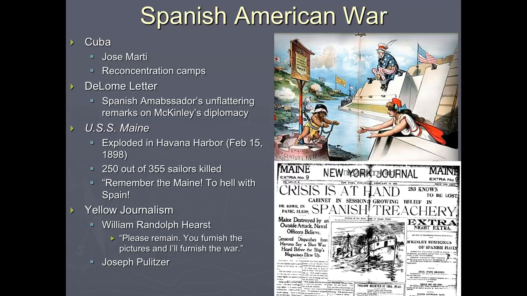Remember that when the issue of slavery reared its ugly head throughout Manifest Destiny, it led to civil war. But now we're going to take it overseas, and we're going to spread our influence in places like Hawaii, Cuba, the Philippines, and Puerto Rico. And it starts with the Spanish-American War.